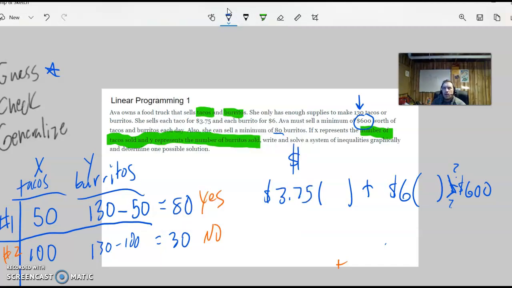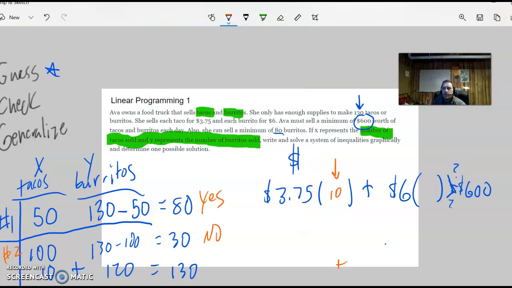So let's say I'm going to guess 60 tacos. Well, let's guess 10 tacos, right? I like to do guesses that make sense. That means how many burritos? 130 minus 10 would be 120, because we know the number of tacos plus the number of burritos need to equal 130. And so I'm going to plug those two numbers into this little equation I made.